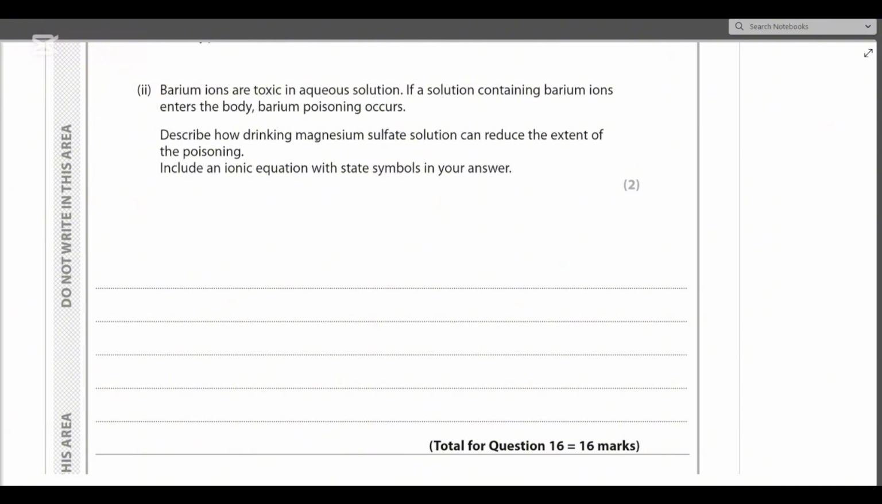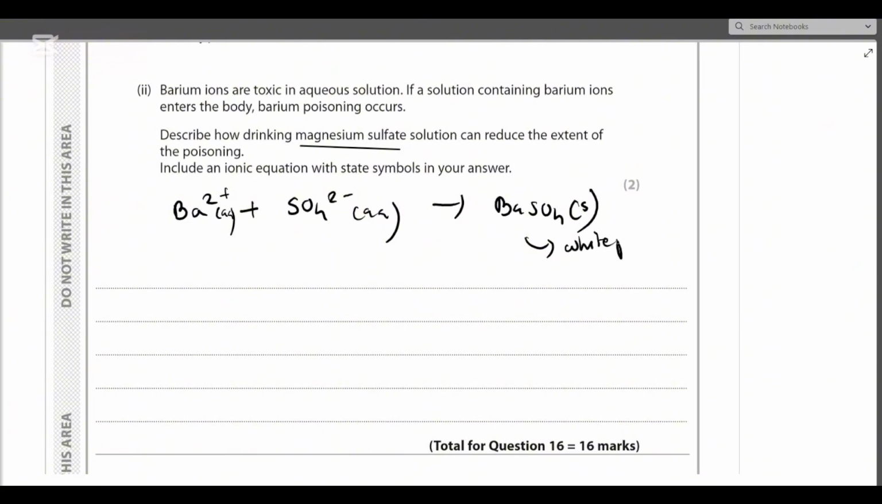Now remember, when you drink magnesium sulfate, there's this crazy cool reaction. The barium ions that enter and are responsible for poisoning basically react with the sulfate ions coming from the magnesium sulfate, obviously with state symbols since they said so, that's going to be aqueous, and that's going to be aqueous as well, producing barium sulfate solid. Now that is a white precipitate. So what is happening here?